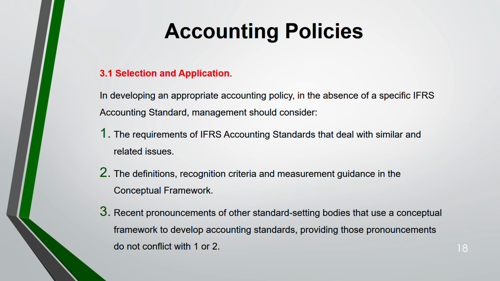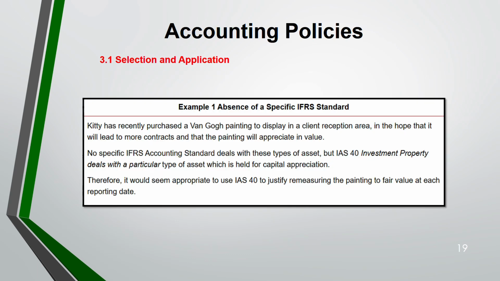Okay. Now, example 1. This example will help you to understand how we are applying the 1, 2, 3. Here, we do not have a specific IFRS standard for this transaction. Okay. So, Kitty has purchased a Van Gogh painting to display in their client reception area. Why do they want to display it? Because she is hoping it will lead to more contracts and the painting will appreciate in value. But there is no specific IFRS standard that deals with this type of asset.